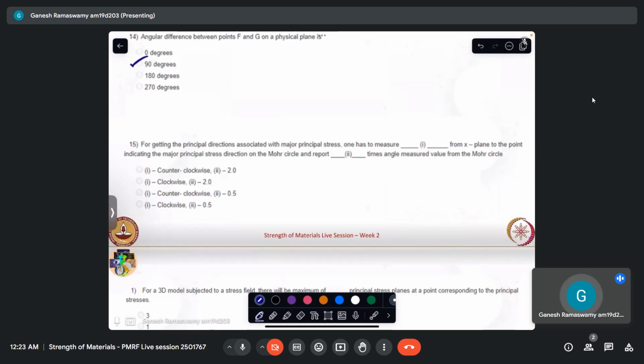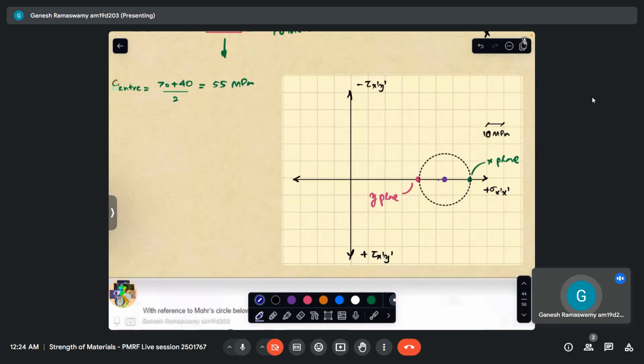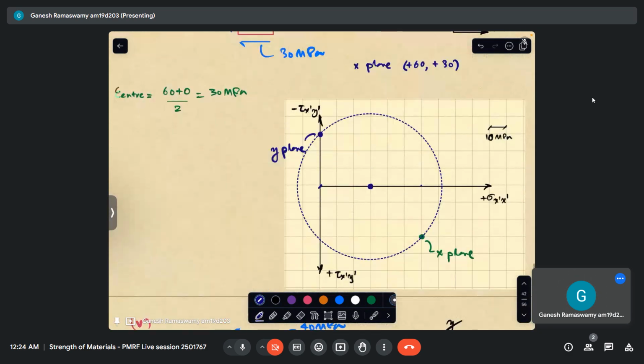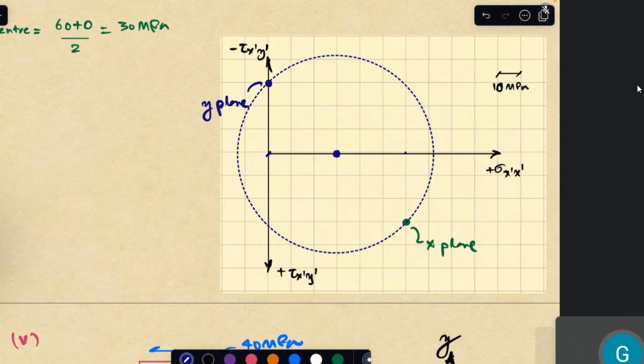So this question asks, for getting the principal directions associated with the major principal stress, one has to measure dash from the x plane to the point indicating the major principal stress direction on the Mohr circle and report what times. So essentially what this question is asking is, let us take this Mohr circle as the example.